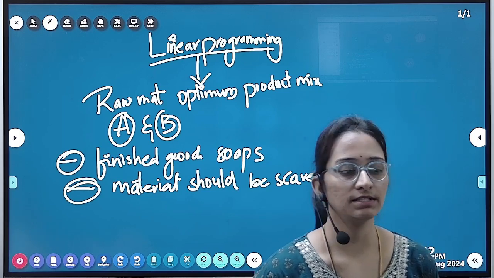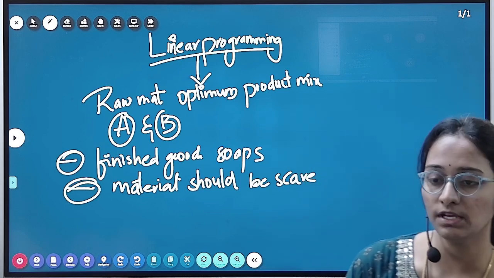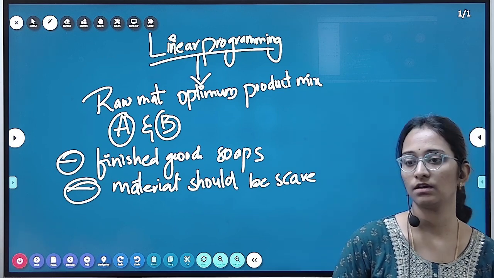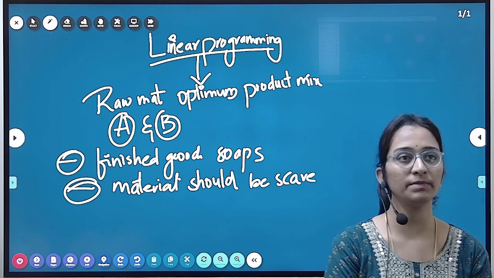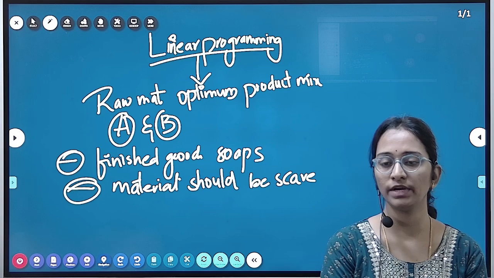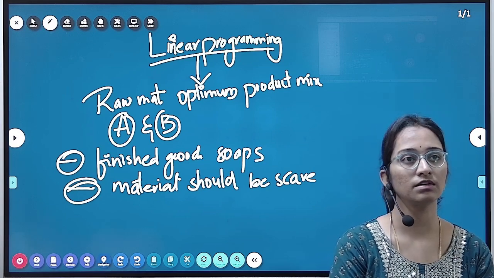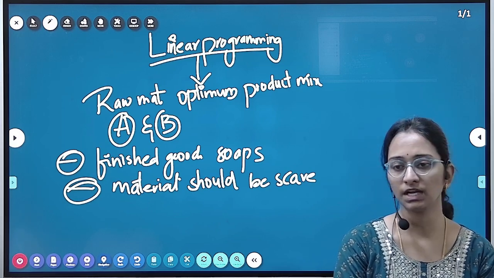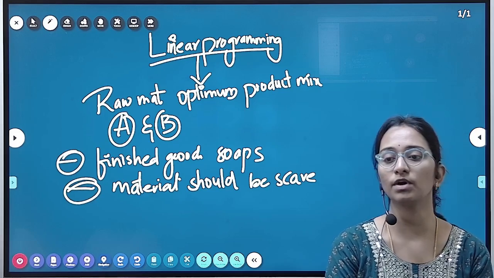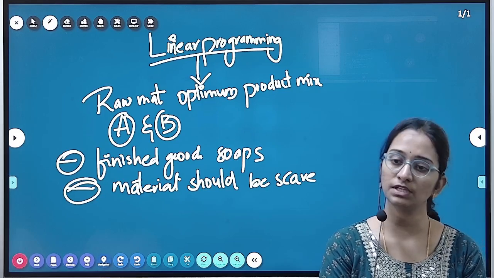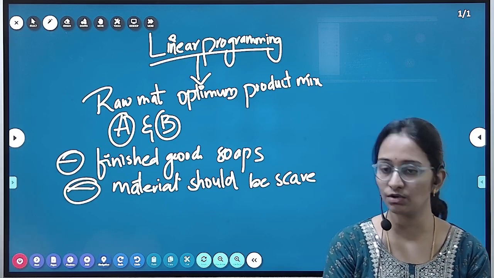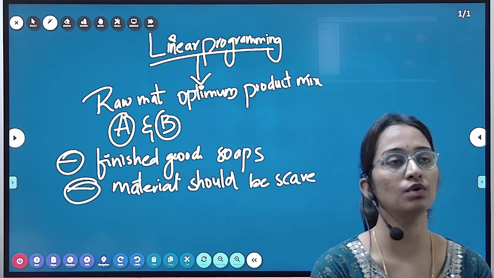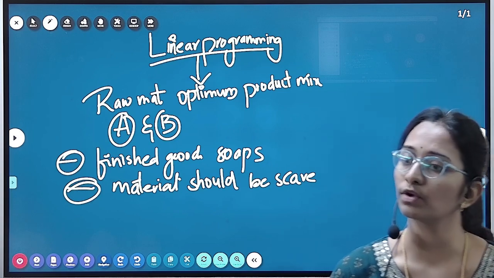For example, I want to make a coffee. Can coffee be made with one ingredient? No. Only with milk can I make coffee? No, it needs sugar, it needs coffee powder. Only with milk I cannot produce it. So every product needs a mixture of some other product, and that mixing of other products we need to know by using linear programming.